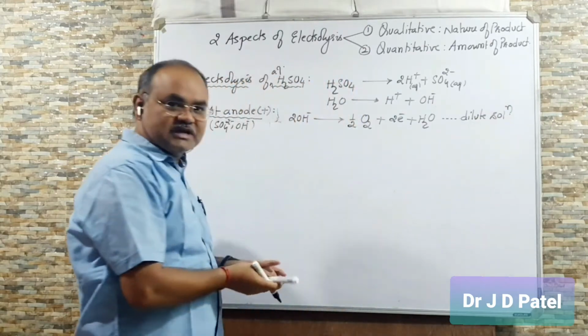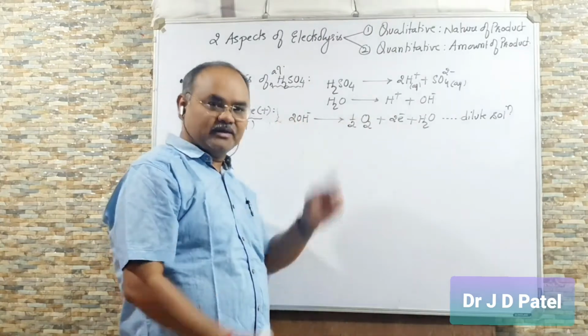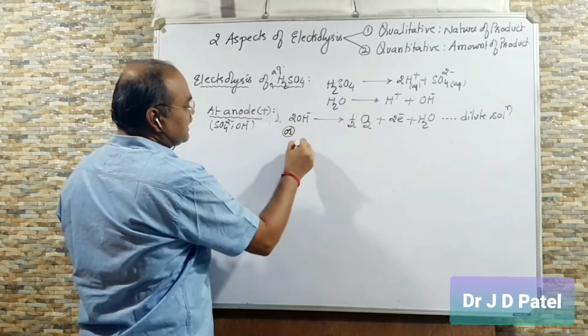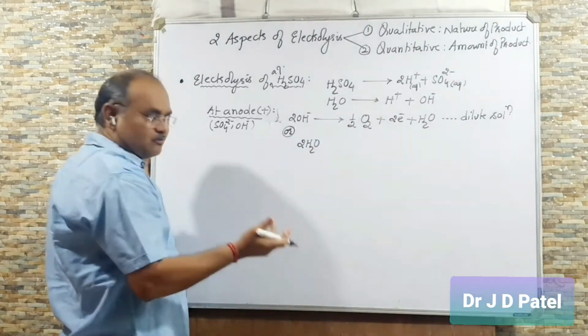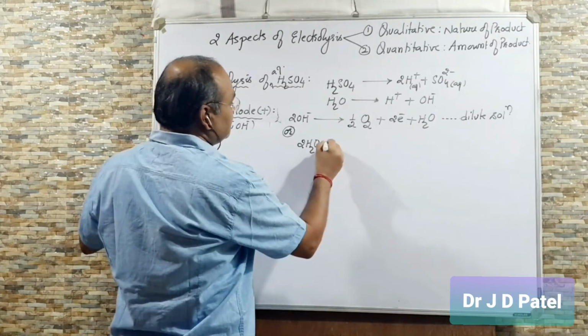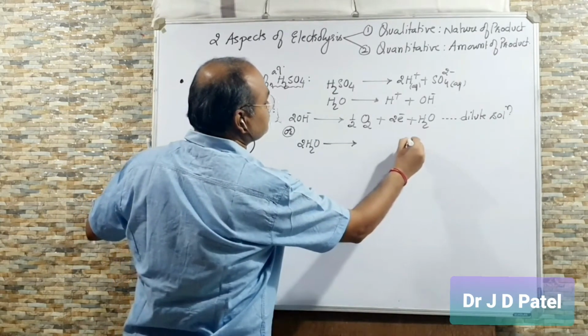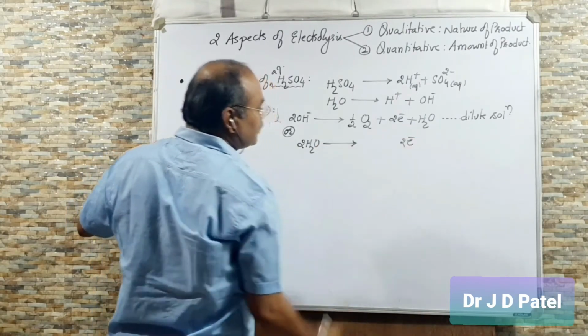When H2SO4 is dilute, then this will be the product. O2 gas will be the product at anode. You can write this or this instead. Directly you can take 2 moles of water because dilute solution contains water. So water loses 2 electrons.